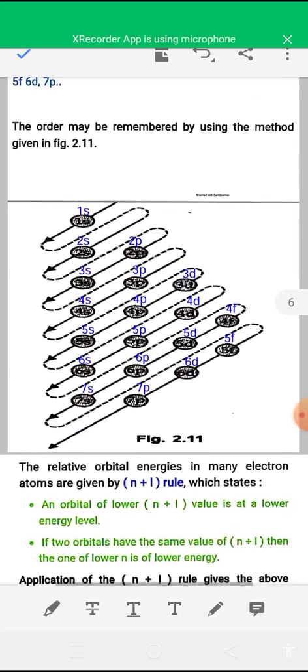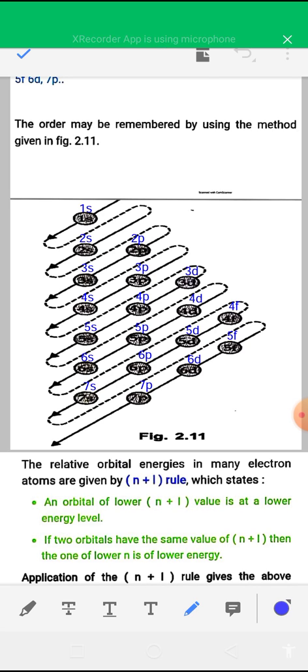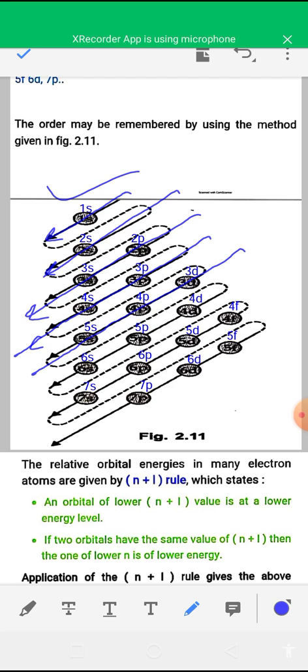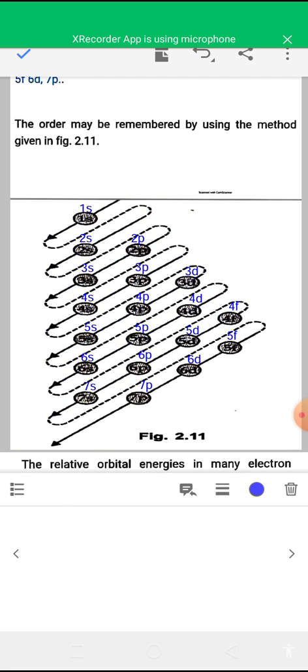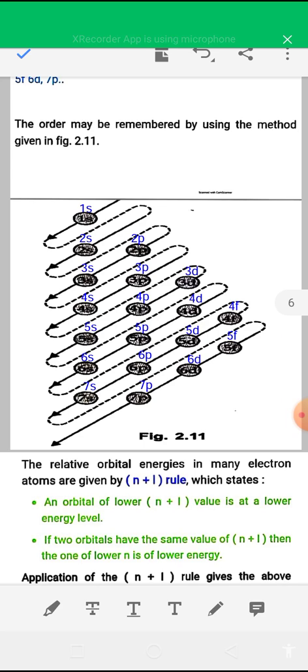The order may be remembered by using this method. First electrons will enter into the 1s orbital, then 2s, then 2p and 3s, then 3p and 4s, like this. After 4s, electrons will enter into the 3d orbitals: 3d, 4p, 5s, then 4d, 5p, 6s, then 4f, 5d, 6p, 7s, like this. This is the increasing order of energy of different orbitals.